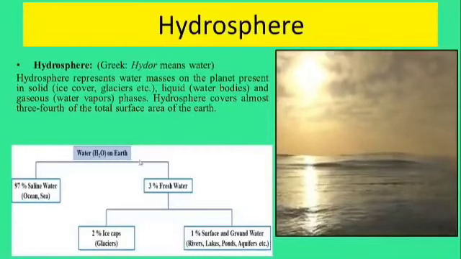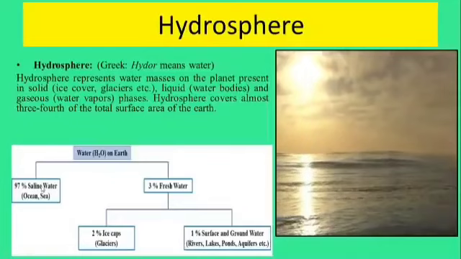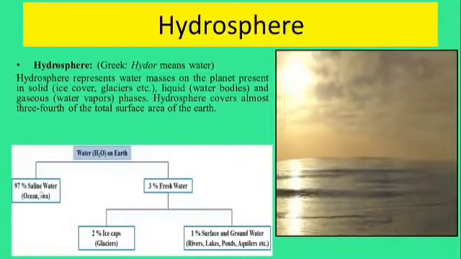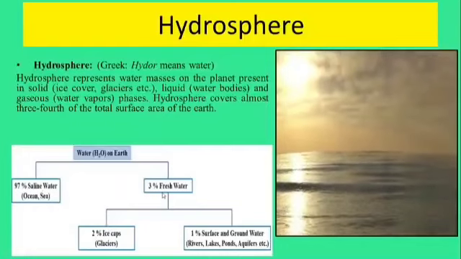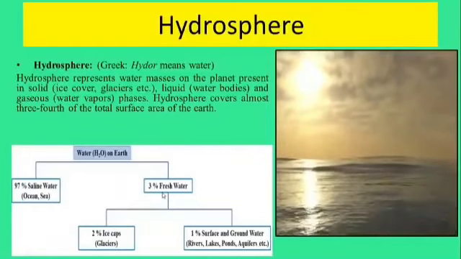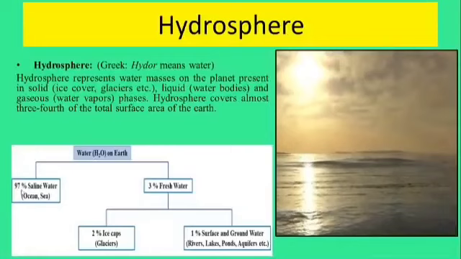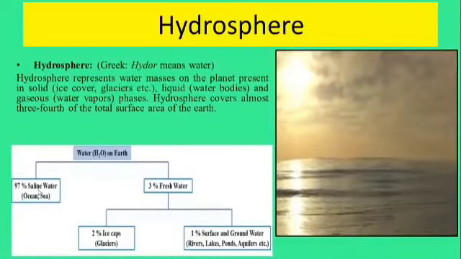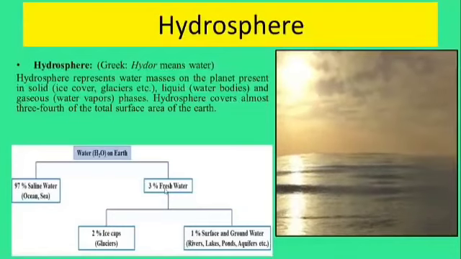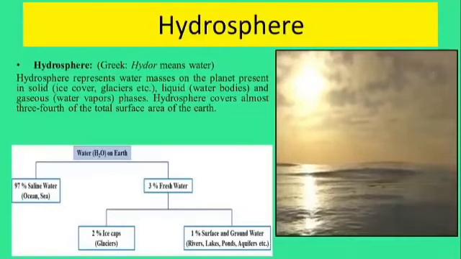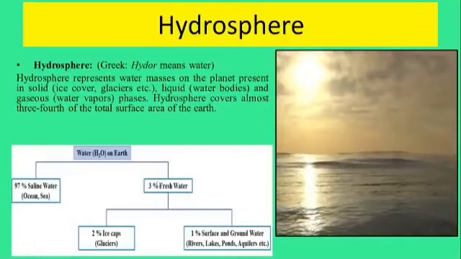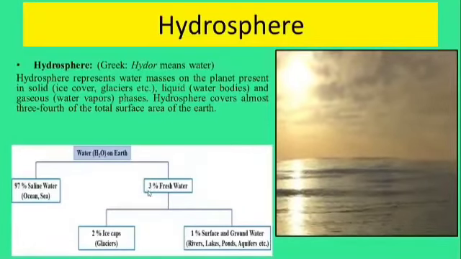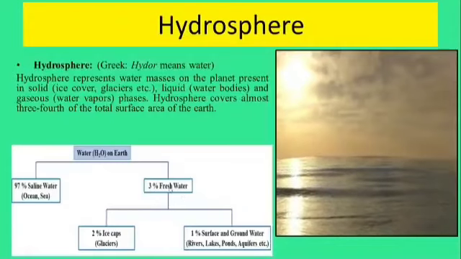Now the water which is present on our earth is subdivided into two types: saline water, which has a very high amount of salt content, and fresh water, which has a minimum amount of salt content. Saline water contributes 97% of total water present on our planet, and 3% is fresh water. So the freshwater resource which is used by us for drinking, irrigation and various other purposes is so less, just 3%.